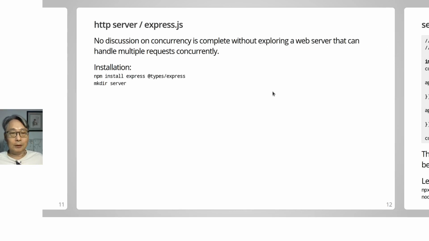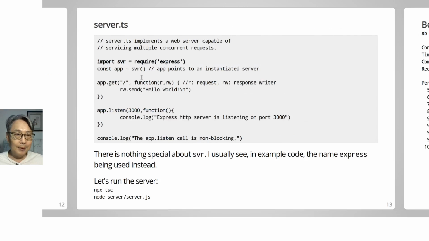No discussion on concurrency is complete without exploring a web server. So let's install a very popular web server called Express. That's how it's installed, and we'll make a folder or directory to hold the server code. So this is the server code.